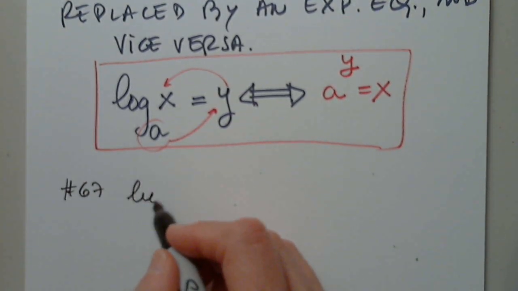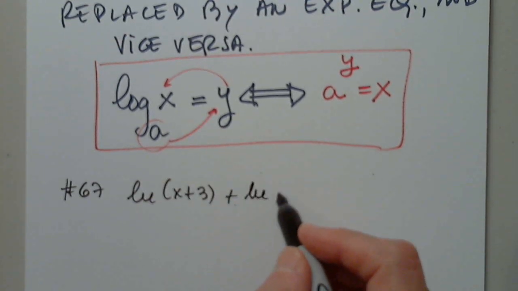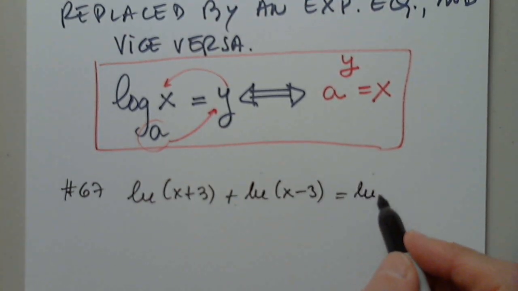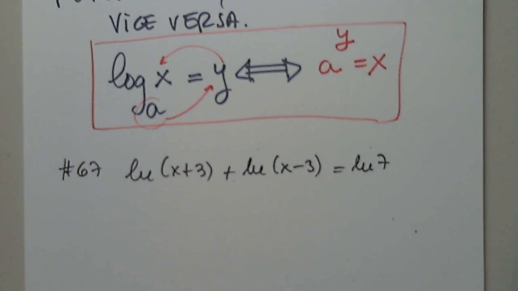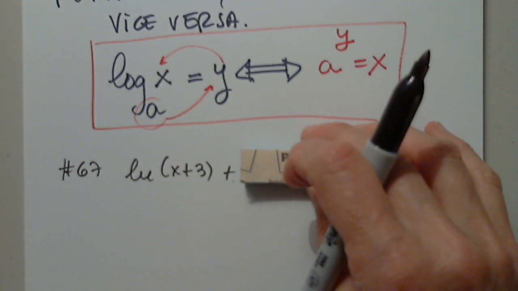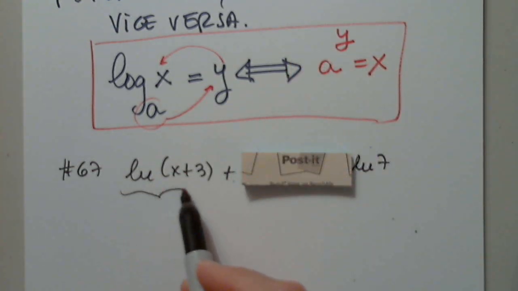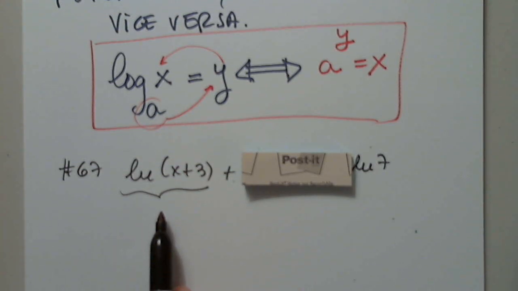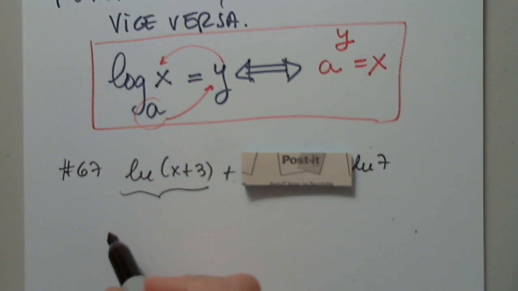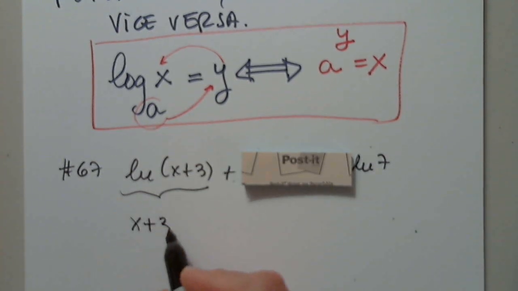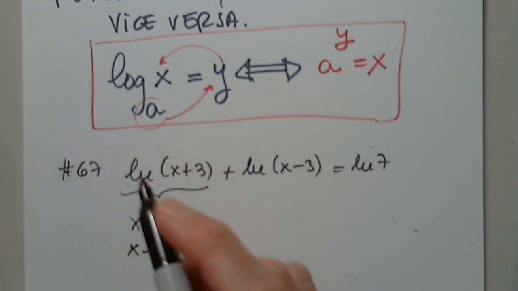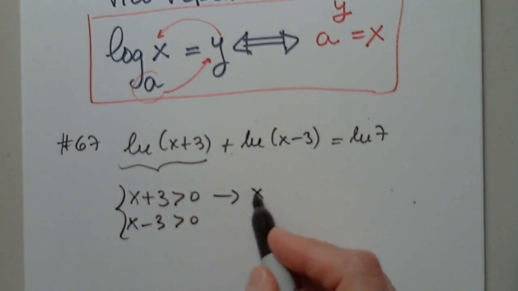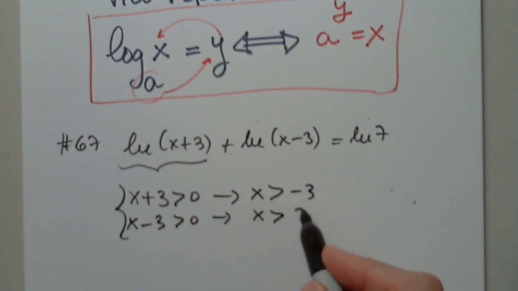So we have natural log of x plus 3 plus natural log of x minus 3 equals natural log 7. Okay, perfect. Before we address anything, let's address the domain. It's very important. Can anyone tell us what we need to write for this to exist? x plus 3 greater than 0. Thank you. And for this one? x minus 3 greater than 0. Brilliant. So then we have x greater than -3 and x greater than 3.